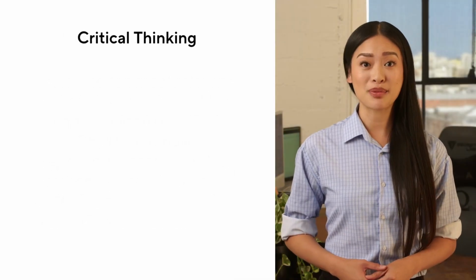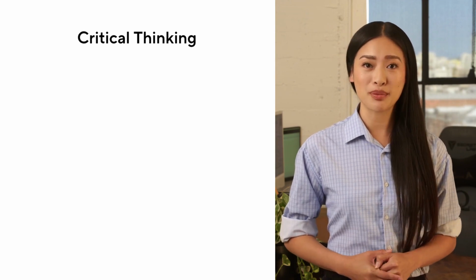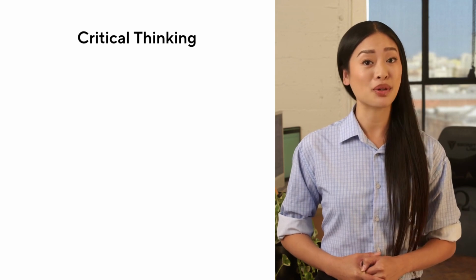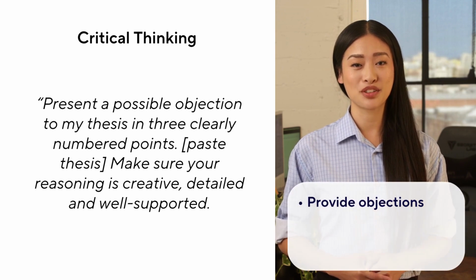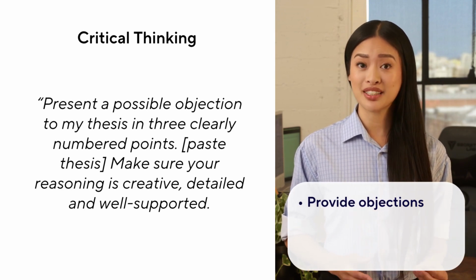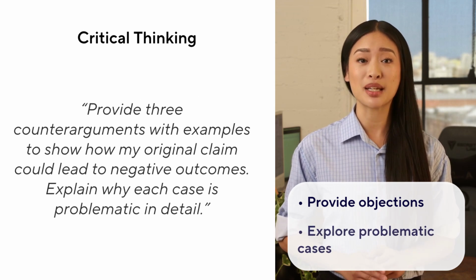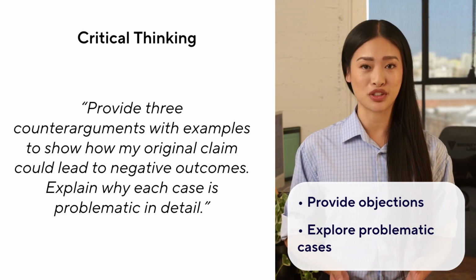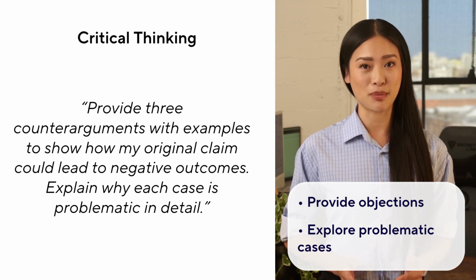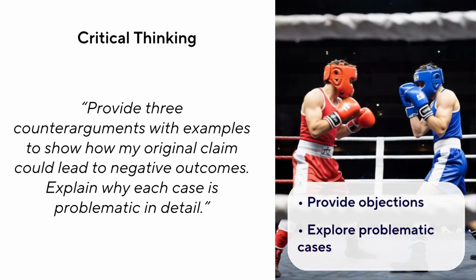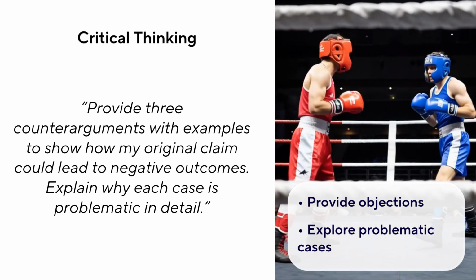Imagine writing an argumentative essay examining a legal case study. One way to make your argument more robust is to let AI suggest some possible objections. Try this. Present a possible objection to my thesis in 3 clearly numbered points. Make sure your reasoning is creative, detailed, and well supported. For counterexamples, you can say, provide 3 counterarguments with examples to show how my original claim could lead to negative outcomes. Explain why each case is problematic in detail. By incorporating and addressing these strengthened objections, you can demonstrate a higher level of critical thinking, improving the robustness of your arguments.